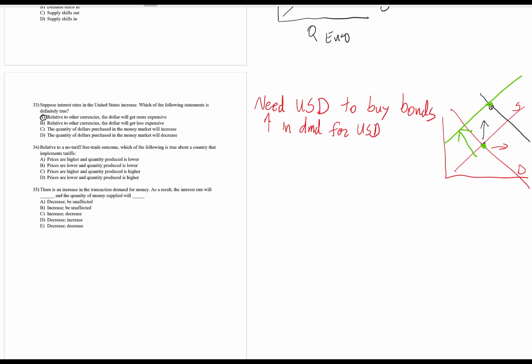34, we're going to think about tariffs here. So with tariffs, that is when we put a tax on imports. And what that does is it makes the goods imported higher. So it increases prices to consumers. So prices increase. If you remember, the reason that tariffs exist is because they are meant to encourage domestic production. So quantity produced in our country is higher. So price increases and quantity produced increases.